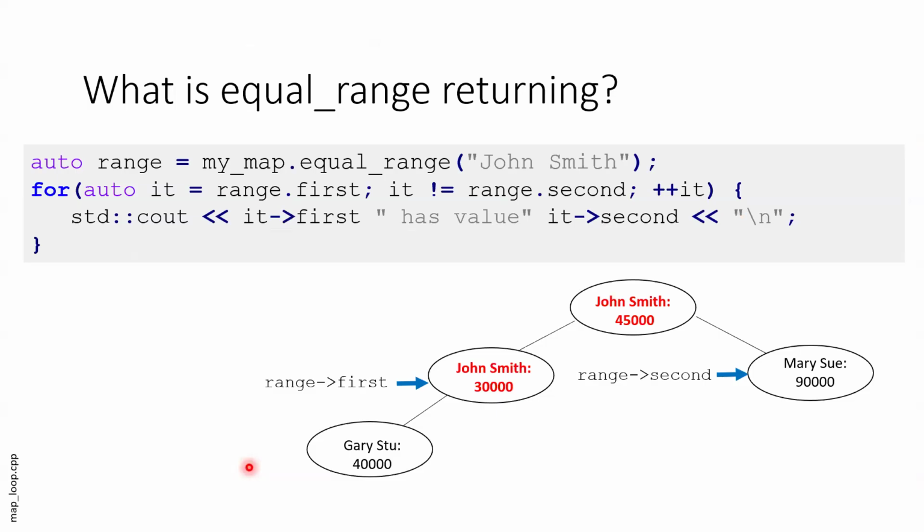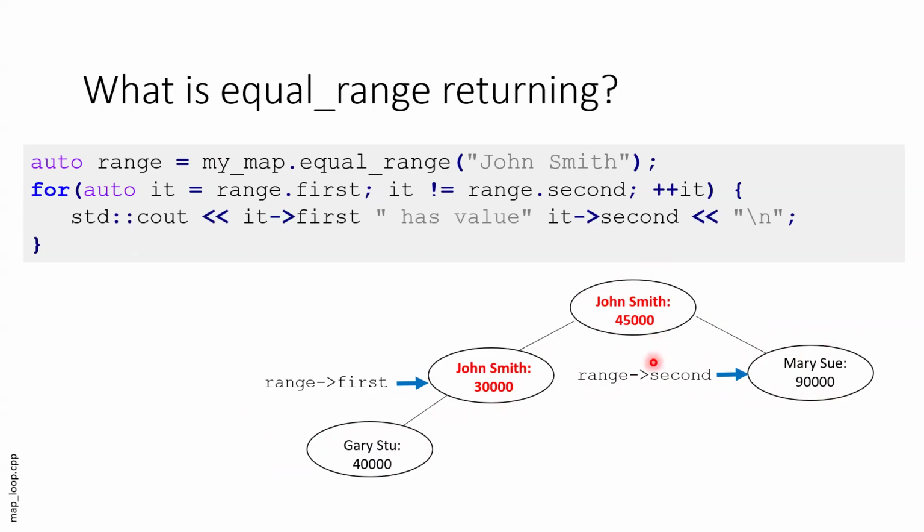Why does equal_range work then? Remember, this is a binary search tree. So the keys of the same value are guaranteed to be stored together in a continuous range. So range.first returns the first element matching John Smith. Range.second returns the one-past element, the element that's one past the last John Smith.